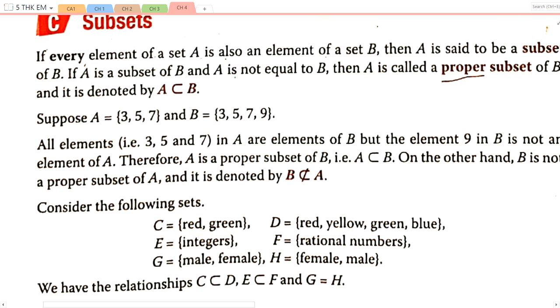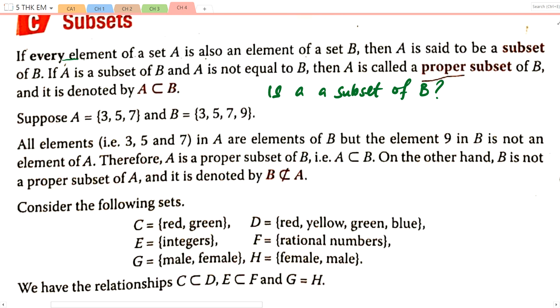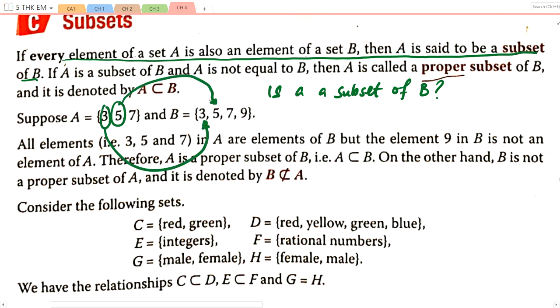So we ask ourselves, is A a subset of B? Going to the definition, if every element of A is an element of B, then A is a subset of B. Okay, let's see. 3 is found inside B, 5 is found inside B, 7 is found inside B. So every element of A is found inside set B. So A is a subset of B.